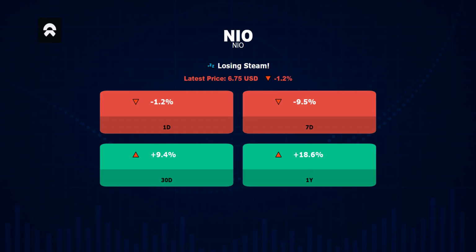NIO is at an inflection zone. Watch how price reacts at key levels. The stock dropped 1.2% today, and the 30-day trend suggests an uptrend.